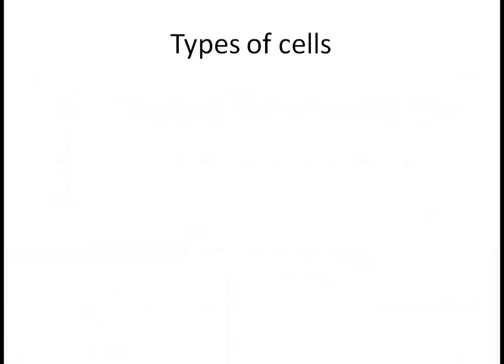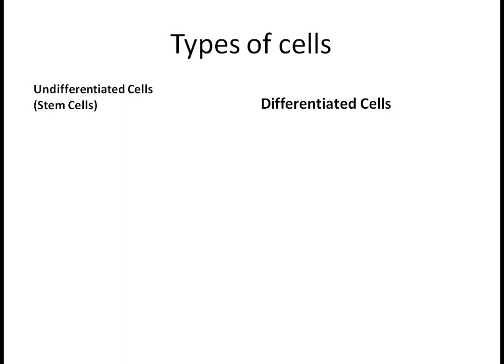Okay, now we have to learn about types of cells. Cells can be differentiated or grouped using different definitions. Here I have classified them into two groups. One is called undifferentiated cells and the other is called differentiated cells. Let's look at undifferentiated cells first. These are also called stem cells.